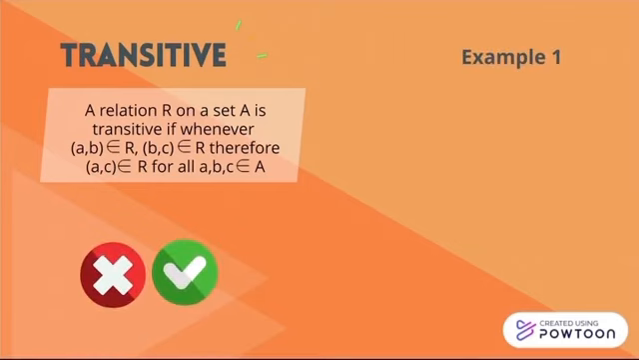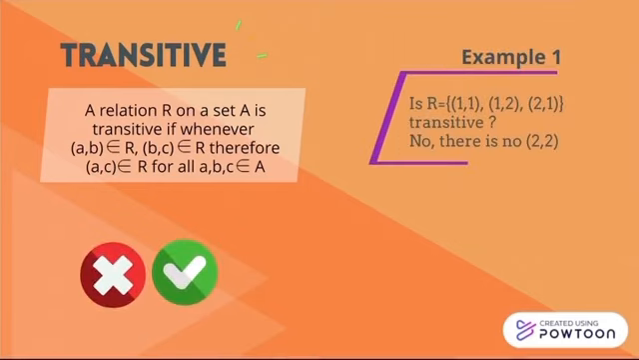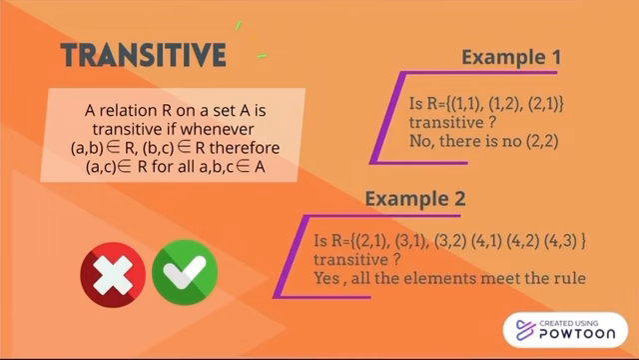Example 1. Is the relation transitive? The answer is no, because if we take (2, 1) and (1, 2), there is no (2, 2). For example 2, is the relation transitive? The answer is yes, because all the elements meet the rule of the property.